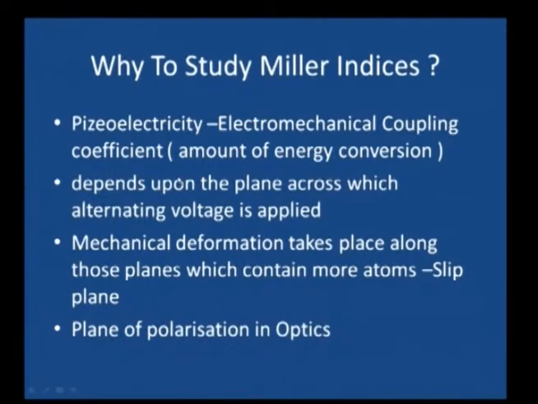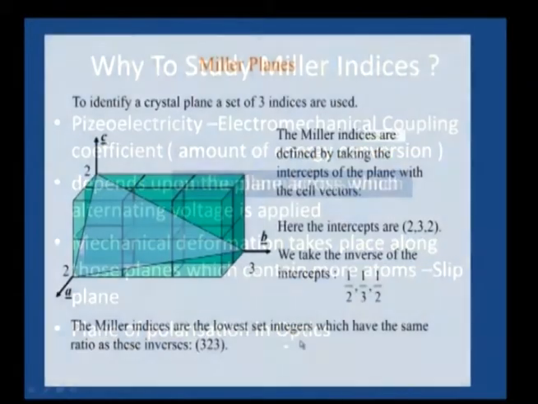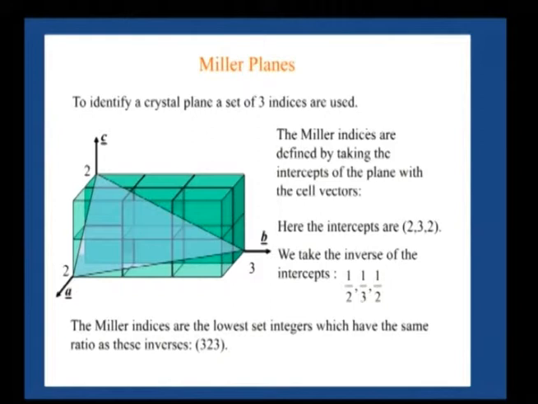Piezoelectricity is one problem, the electromechanical coupling coefficient I am talking about. It depends upon the plane across which alternating voltage is applied. Mechanical deformation takes place along those planes which contain more number of atoms, that is, the slip plane. I told you about the plane of polarization in optics. This is how one obtains Miller indices.